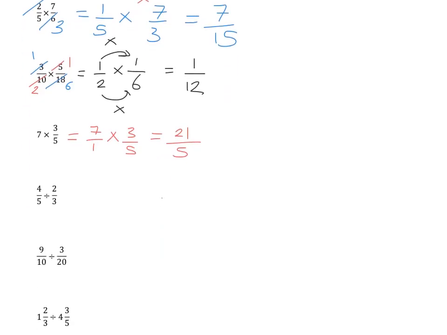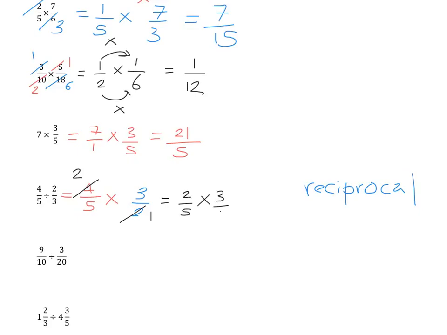What about some division calculations? 4/5 divided by 2/3. You may remember from previous fraction work that to divide one fraction by another, we take the reciprocal of the second fraction. Some people like to call that flipping the second fraction. We then multiply the two fractions together. Before we do that, we could cancel out any common factors. 4 and 2 both divide by 2. 4 divided by 2 is 2. 2 divided by 2 is 1. So this becomes 2/5 multiplied by 3 over 1, which is 6 over 5.